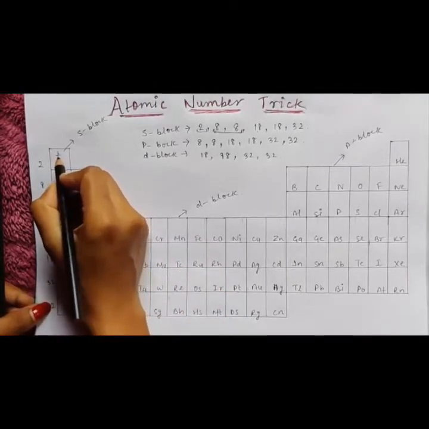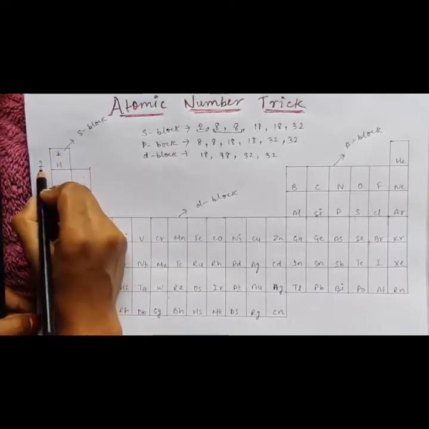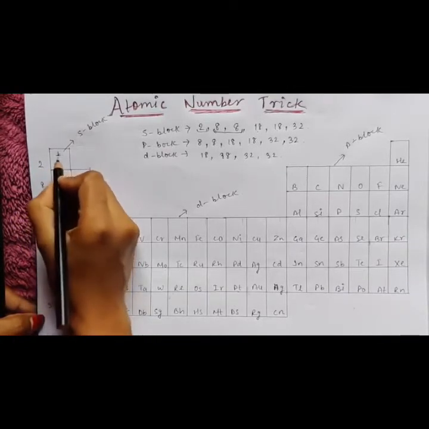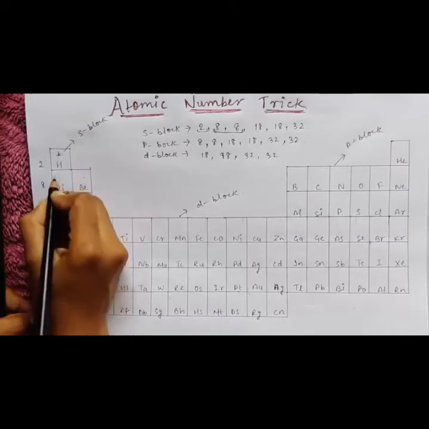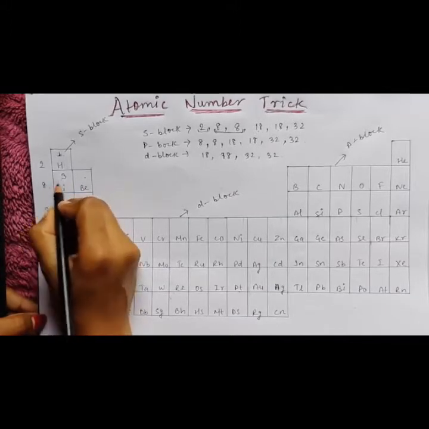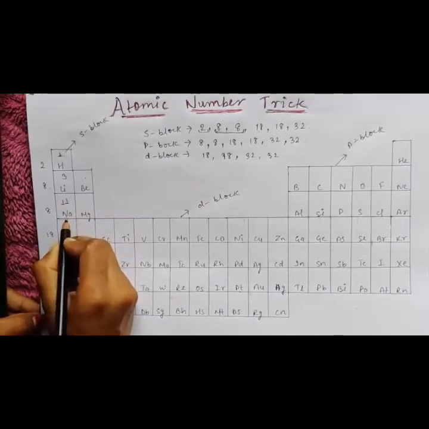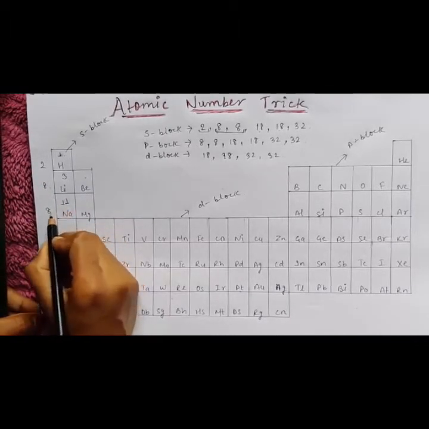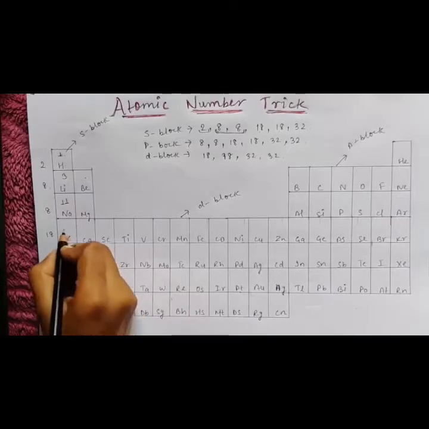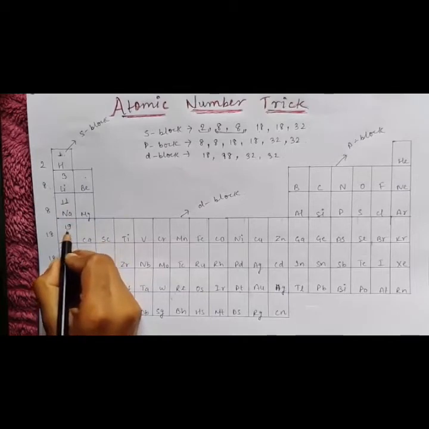So the first number is 1. So 1 plus 2. 1 plus 2 is how much? 3. So lithium's atomic number is 3. Next, 3 plus again 8. 3 plus 8, how much? 11. Sodium's number is 11. 11 plus 8, potassium's number is 19.